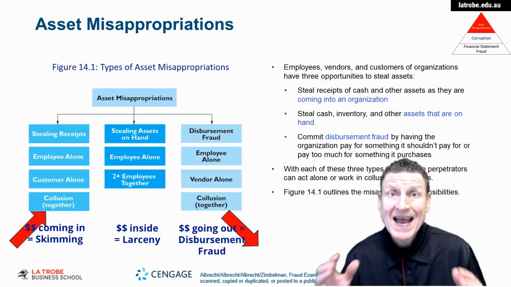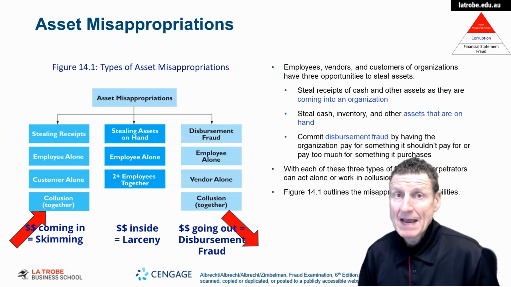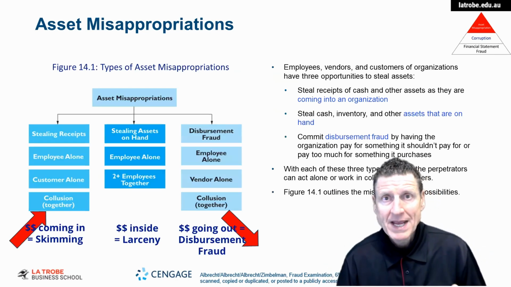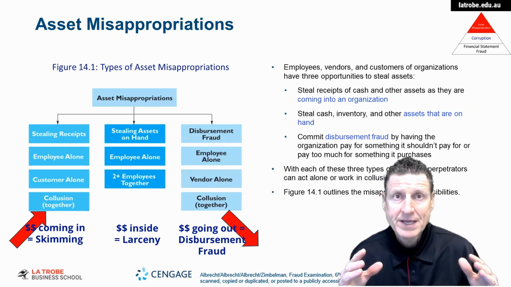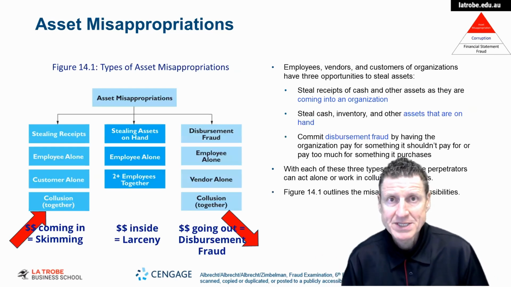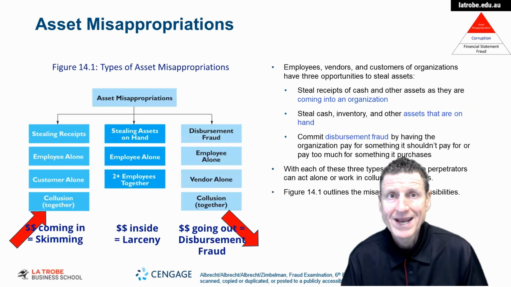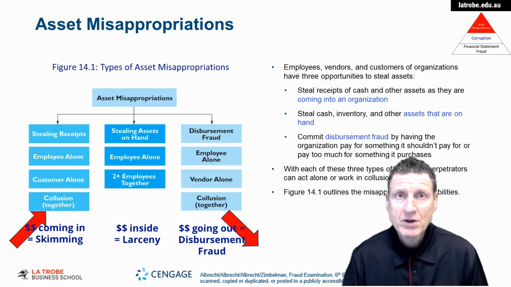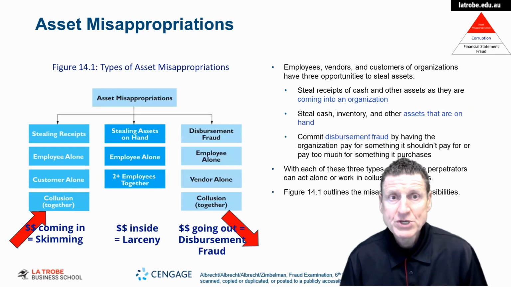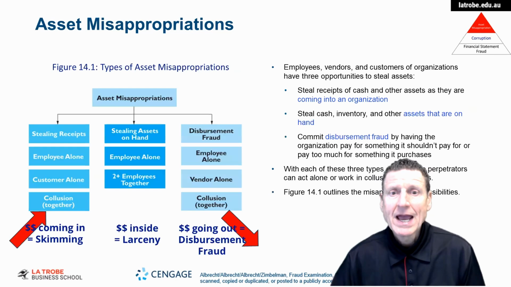Let's move on to asset misappropriations. Basically what we're going to do now is go back to the basic classifications and terminology of how to describe different types of occupational fraud. Asset misappropriation is another word for occupational fraud. And what you've got here is kind of an in, a during, and an out process. Kind of see it as a process.